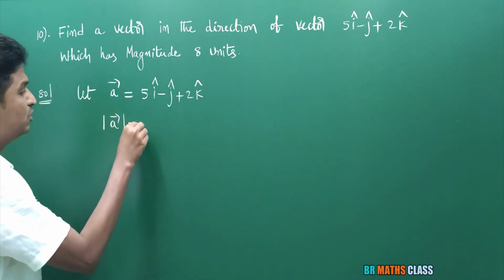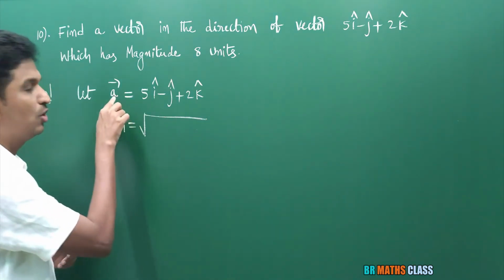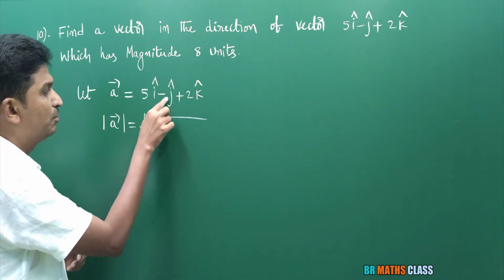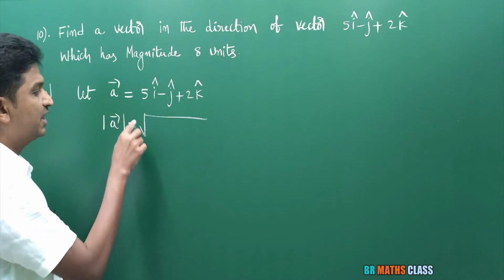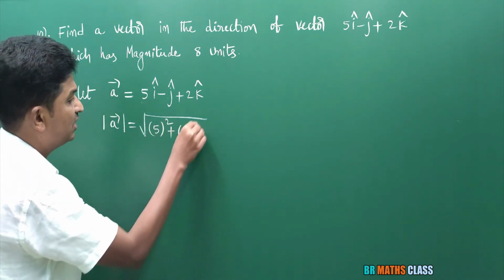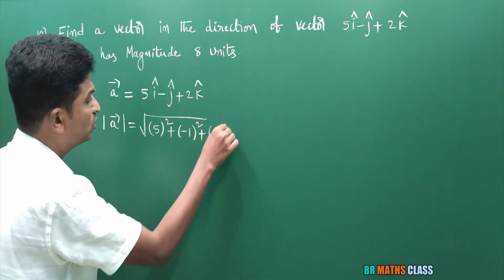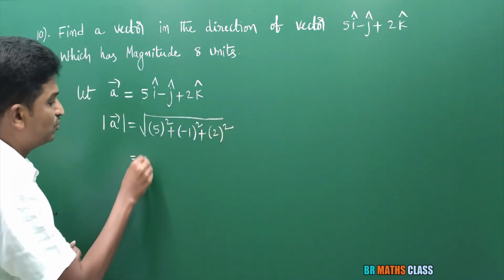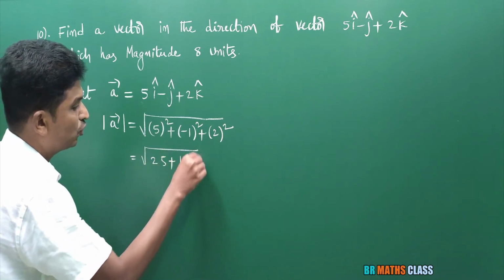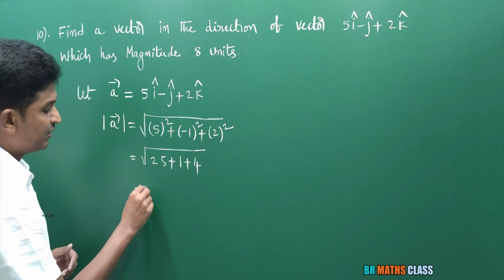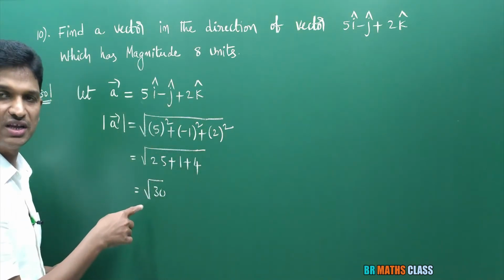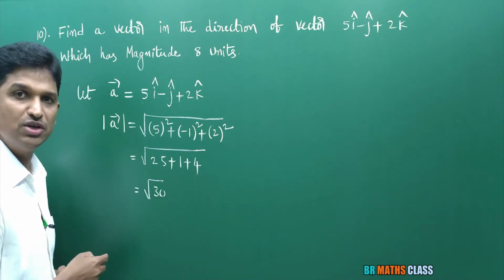To calculate the magnitude of this vector, I need the scalar components of this vector. What are the scalar components of this vector? 5, -1, 2. So what is its magnitude? Square root of 5 whole square plus -1 whole square plus 2 whole square. If I simplify this, what will I get? 25 plus 1 plus 4. This is 25 plus 5, that is 30. So the magnitude of the given vector is root 30. Its magnitude is not 8 units.